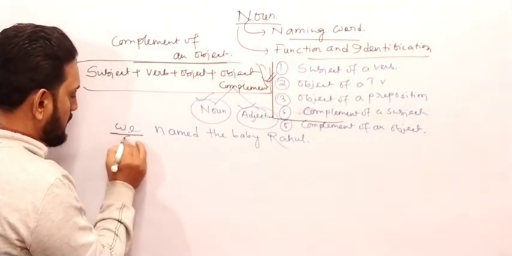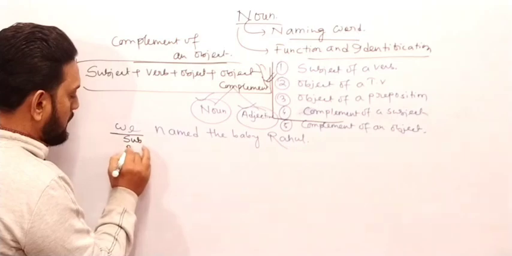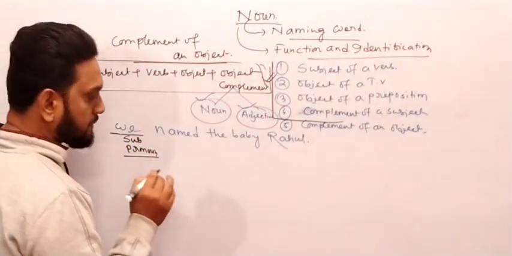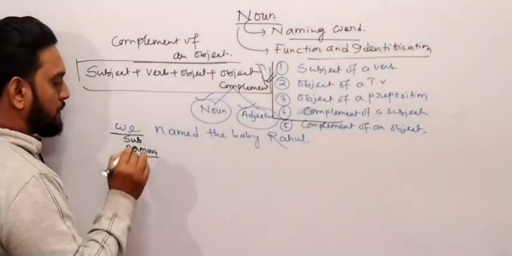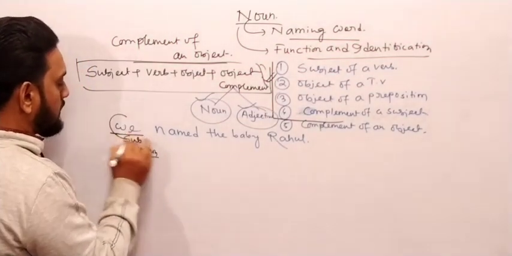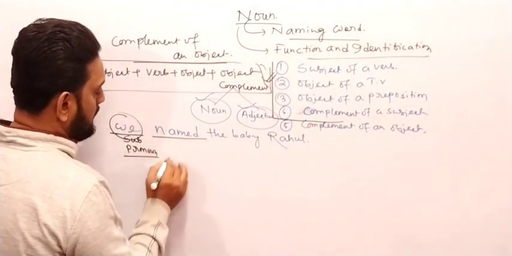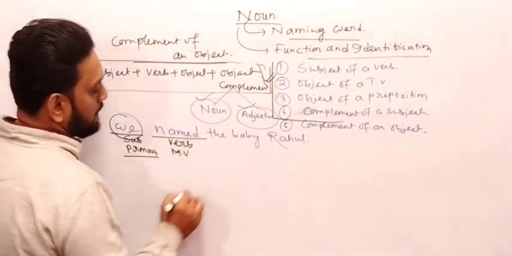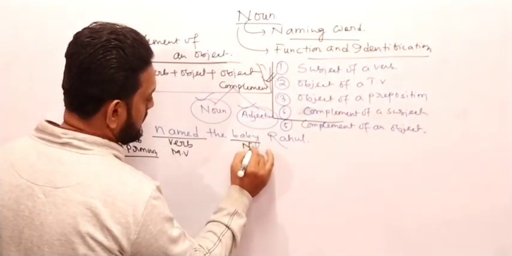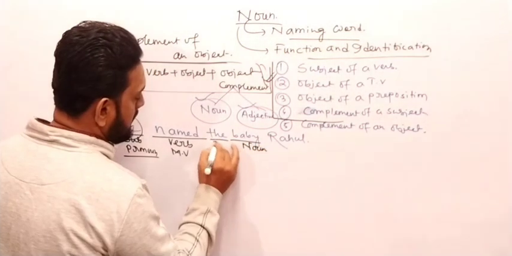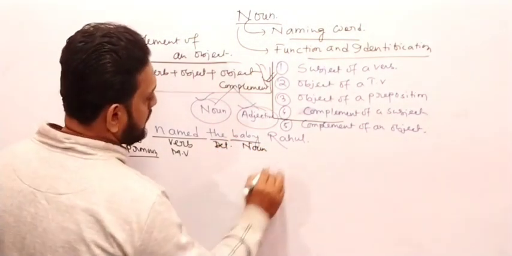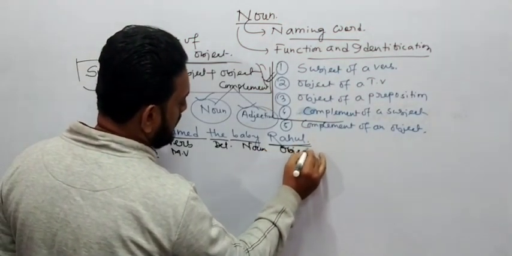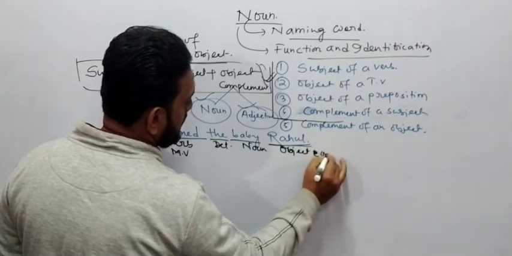Here, we is the subject, and is the subject a noun or pronoun? Pronoun. Already I have mentioned that the function of noun and pronoun must be the same. So it has been used as a subject and a pronoun. Named is a verb, a main verb. The baby is a noun. The is a determiner. Now what is this? Rahul. This one is the object complement.